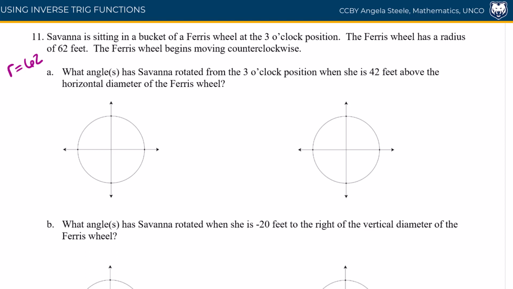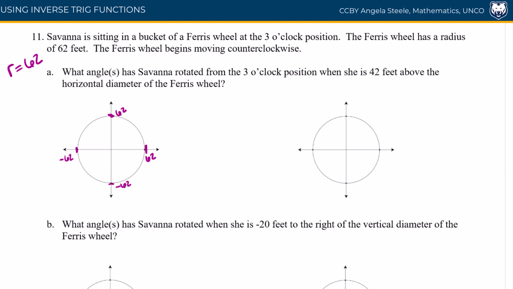Okay, so because our radius is 62, we know that this spot right here is going to be 62. We know that the 12 o'clock position is going to be 62 as well, because that's our radius. When we go to our 9 o'clock position, that is showing negative 62, which means we are 62 units to the left. And then here, this is a negative 62, which means we are 62 units below. So we get those values from our radius.